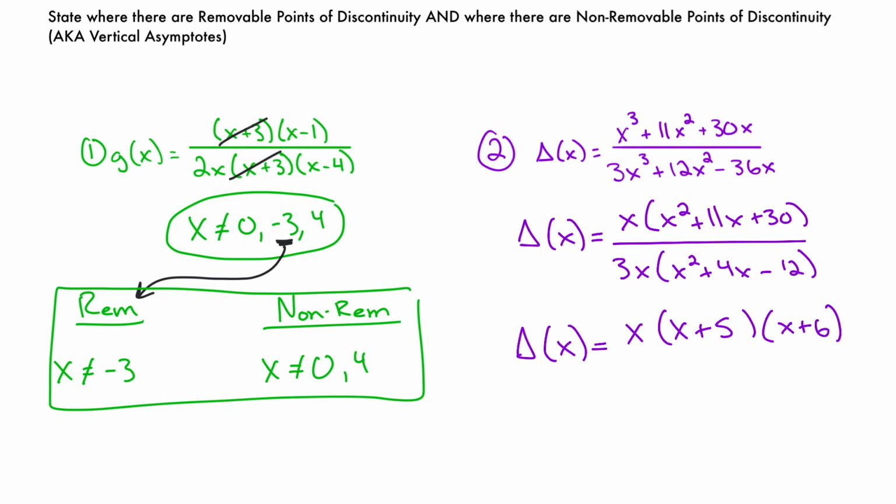Now's when I activate my cheat codes a little bit. We're doing rational equations. Rational equations typically have things eliminate on top and bottom. That means I'm willing to bet that when I factor x squared plus 4x minus 12, either x plus 5 or x plus 6, one of them is going to show up down here. So I'm thinking x plus 6 and x minus 2.